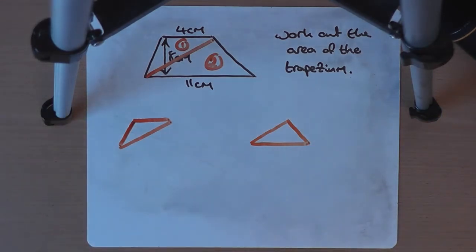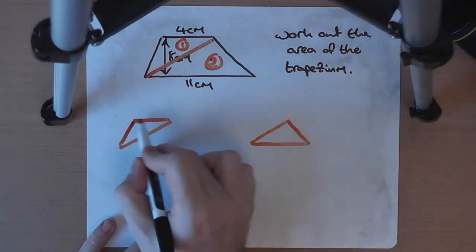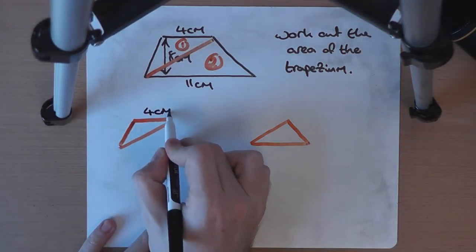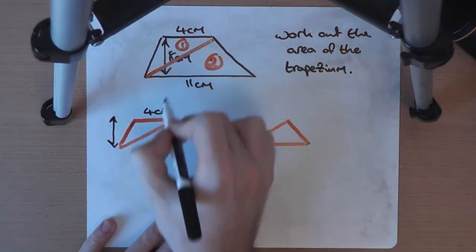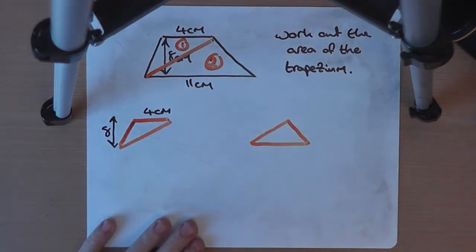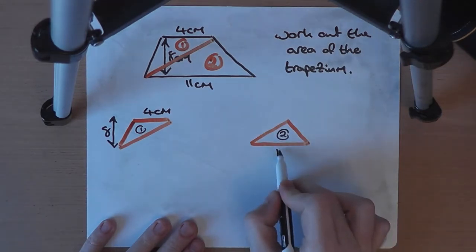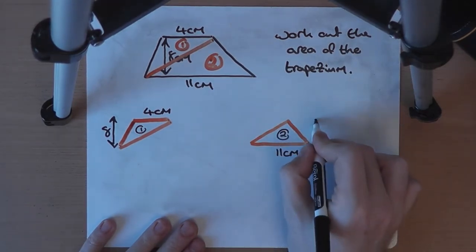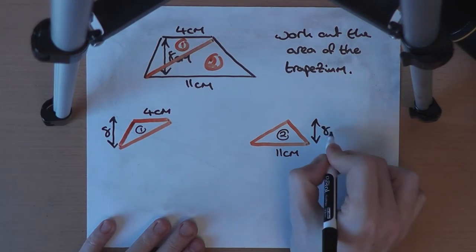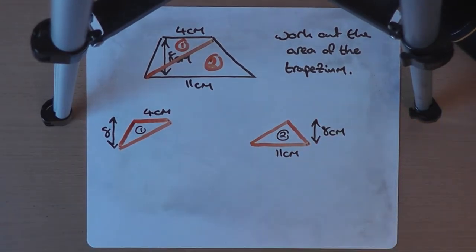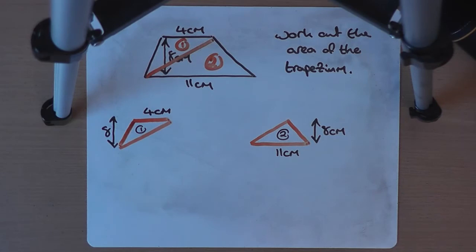I'm going to transfer some of the information across. Triangle number 1, this length across here was 4 centimetres. How tall was it? Well, it was 8. Triangle number 2, 11 centimetres across the bottom. And how tall? 8. What I'm going to do now is I'm going to work out the area of triangle number 1, then I'm going to work out the area of triangle number 2. And I'm going to do those exactly as I would for any other triangle.